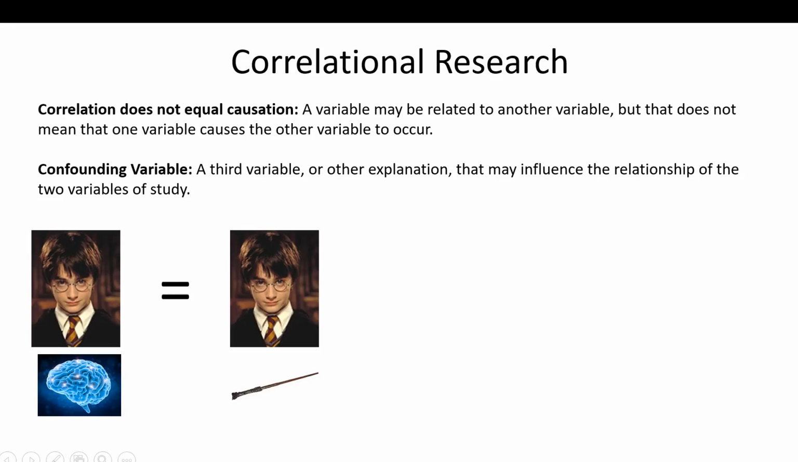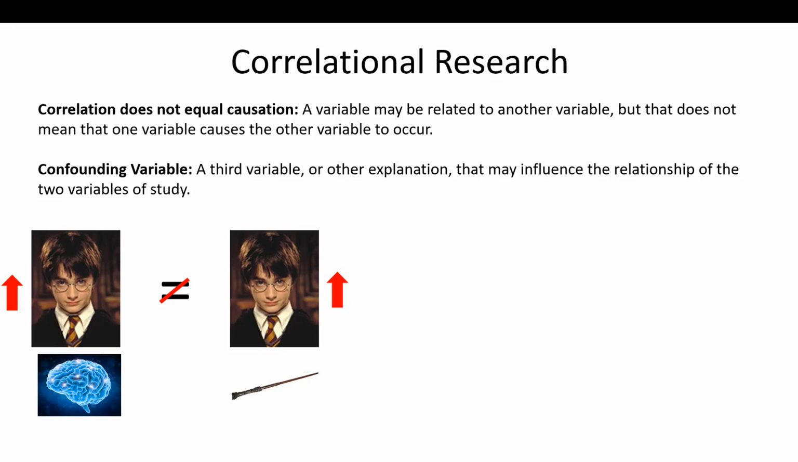For example, there may be a correlational relationship between Harry's knowledge of magic and his ability to perform wand spells. As Harry learns more about magic, his ability to do spells increases. But we can't say that Harry's knowledge of magic caused his wand spells to be better. The reverse might be true. He could have practiced his wand spells more, which increased his knowledge of magic. So the reverse may be true in correlational studies.